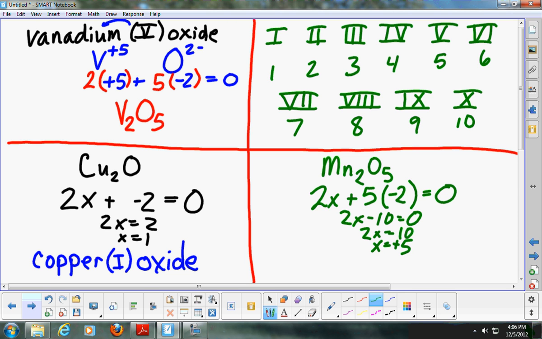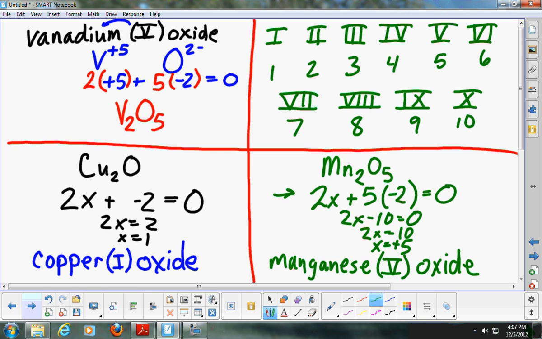And I realize a lot of you can do that in your head and figure it out real quickly. You don't have to solve it all the way down. If you know that x is 5 just by looking at the equation right here, that's great. Okay, that tells us the charge on manganese is 5. So we would write manganese with a Roman numeral 5 in parentheses, and then the end again is oxygen, changing the ending to IDE.